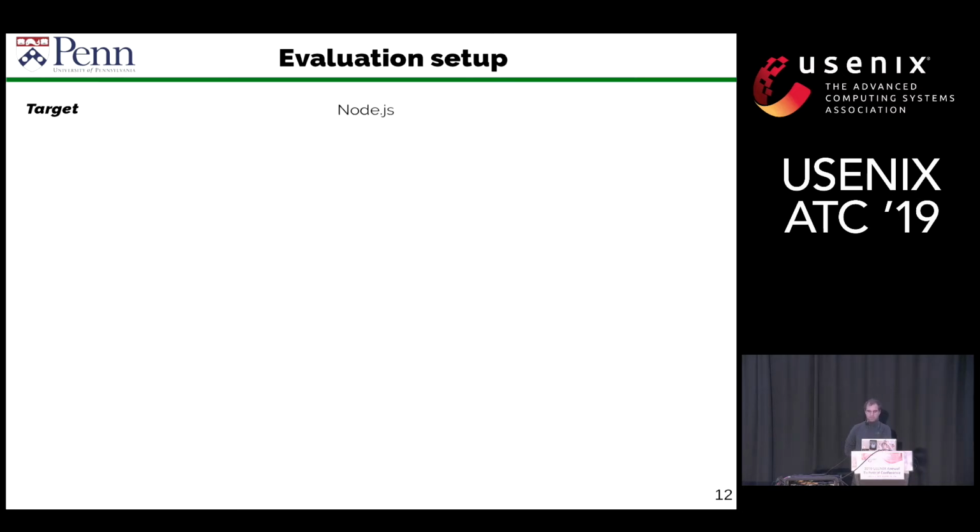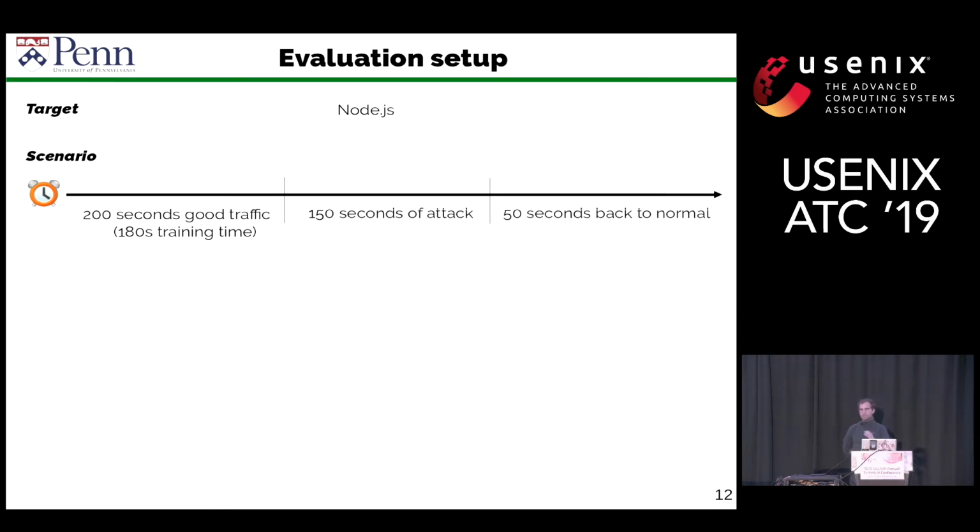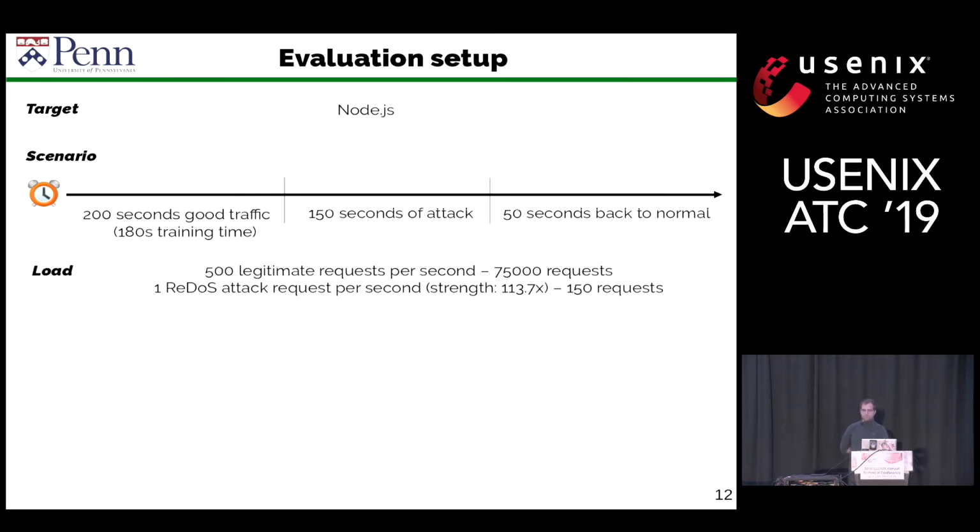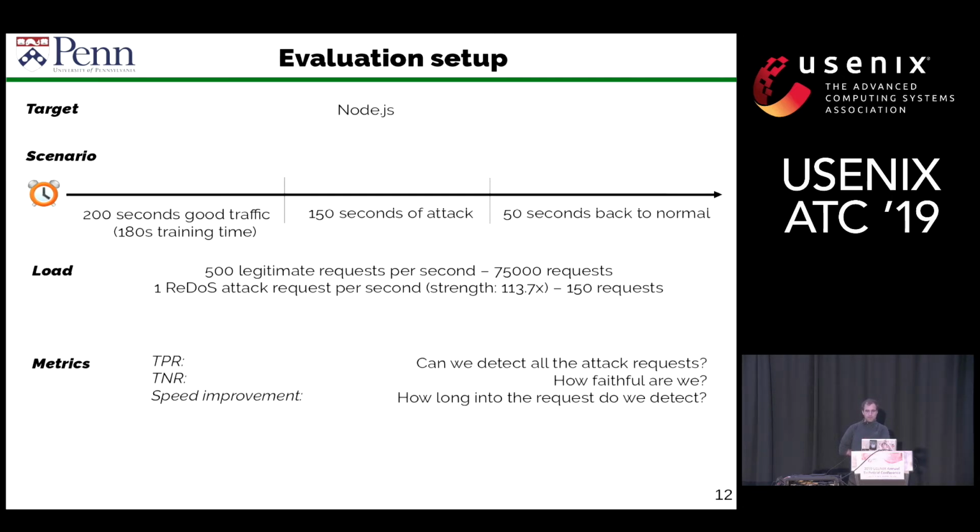For Node.js, we ran an experiment with only good traffic, which we use for training, then some period of attack, and then going back to normal. The load is made of 500 legitimate requests per second, and we have only one bad attack request, which is more than 100-fold more expensive than a legitimate request, during the attack period. We want to evaluate three things: the true positive rate, which is how well we detect all the attack requests; the true negative rate, which means how faithful we are when we alert you that there might be an attack; and also the speed improvement, like how early into the requests we can detect the attack.